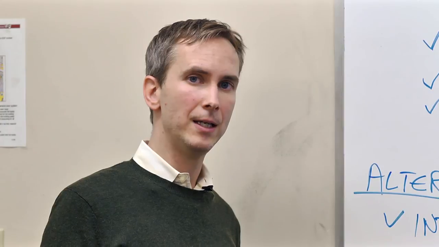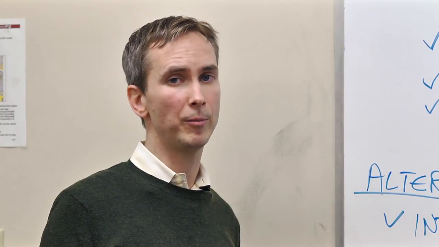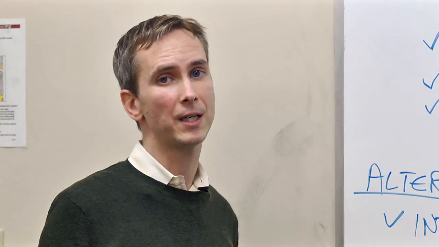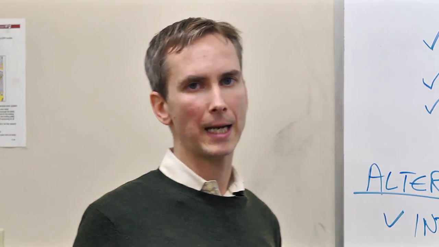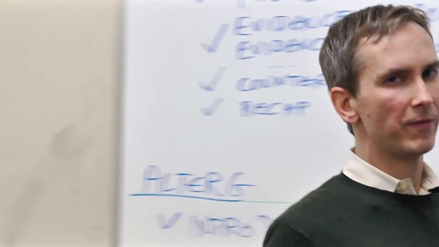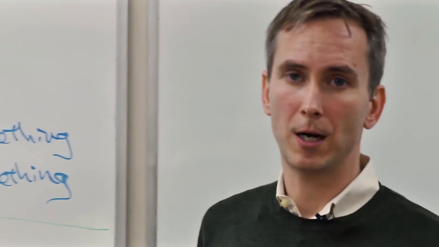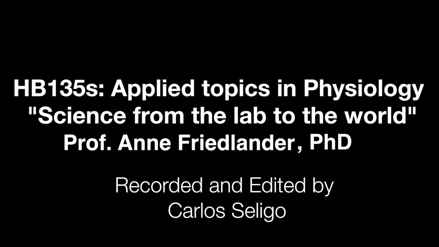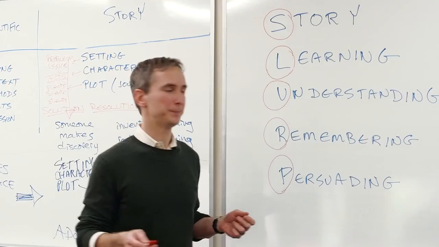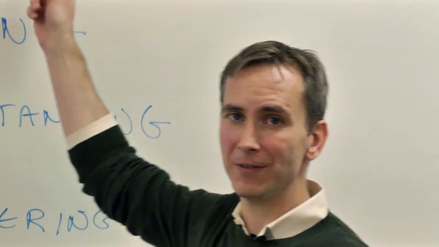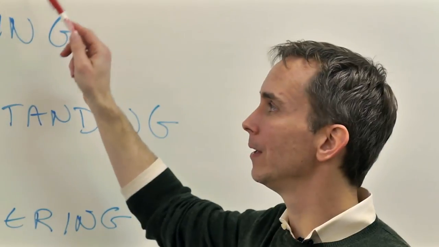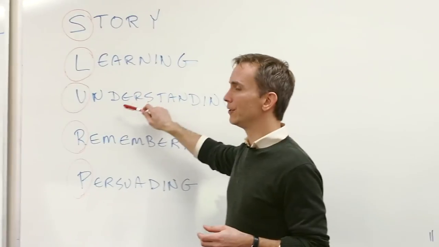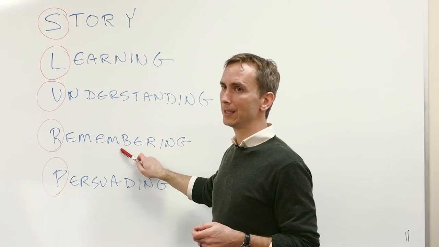And the reason for that is something that we've known since Aristotle, but just recently in cognitive psychology and neuroscience has been shown again and again and again in studies. Something very simple, which is that our brains are actually narrative machines. They make narrative, they love narrative, they operate as narrative. So I've come up with a little acronym. The acronym I like is SLURP. So story as a vehicle is the best vehicle for learning, understanding, remembering, and persuading.